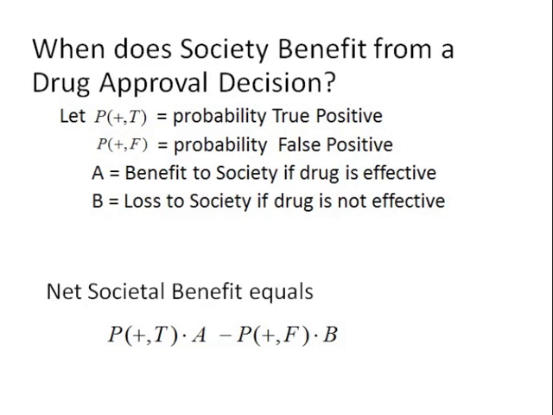Now note that although we did introduce the concept of societal benefit and cost, which are represented by A and B, it's not intended that we estimate A and B for every new molecule. Rather, we introduced A and B here to see what are the key statistics generated from a clinical trial that influence decision making when it is based on net societal benefit.